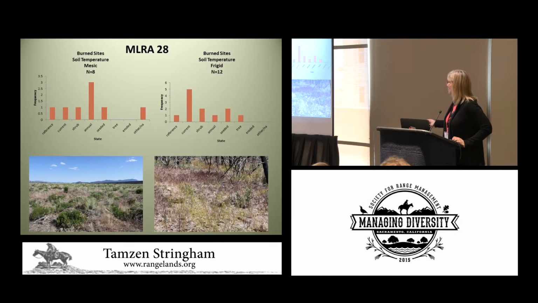So this is some of what our data is telling us right now. This is MLRA 28 on burn sites with soil temperature that is in the mesic range. We're kind of all over the board, except, this is only an N of 8. That's not a large sample, okay?